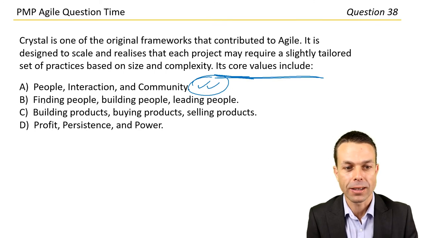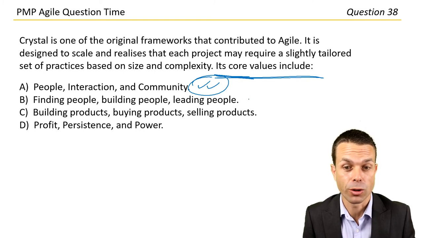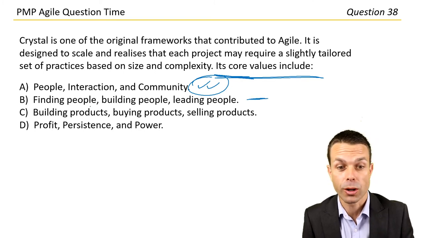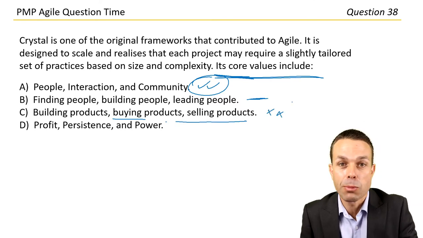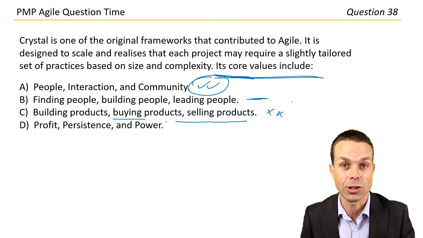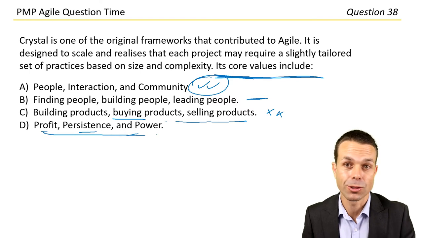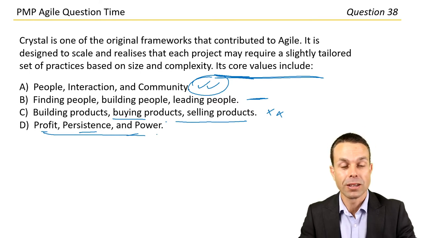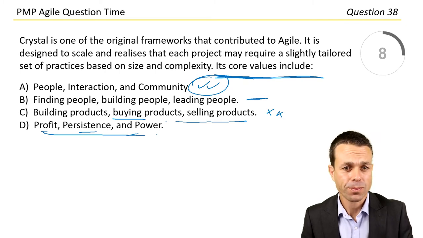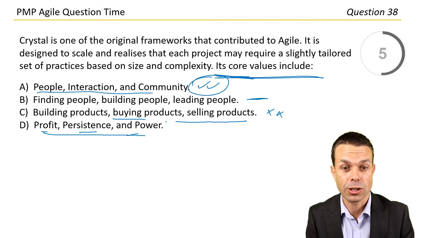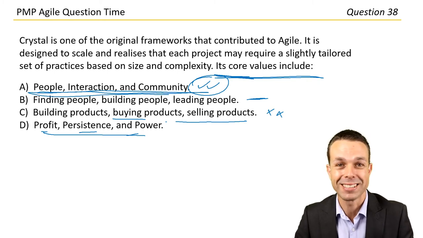Finding people, building people, leading people, that certainly is promising from an Agile point of view. That's a maybe. Building products, buying products, and selling products, not really to do with Agile. Agile's more about people and interactions, isn't it? You know, from the Agile Manifesto. Profit, persistence, and power, while they are things, that's probably not specific to Agile in this case. So the first one, people, interaction, and community, is probably our best bet because it actually mentions those two things directly. So let's go with answer A.